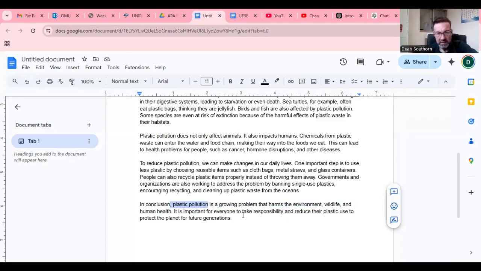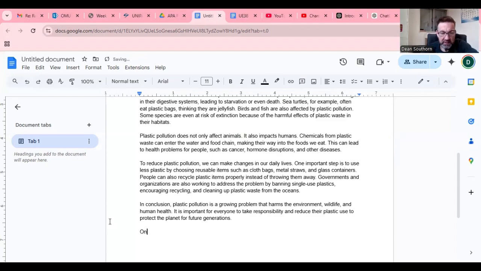Other phrases, we've looked at one already. To conclude could be a linking device because it signifies the end of the report and the start of the conclusion. They've used in conclusion, actually. I didn't need to do that.